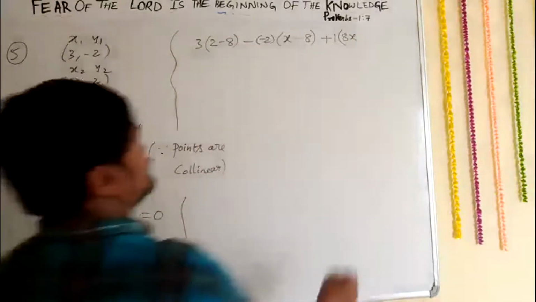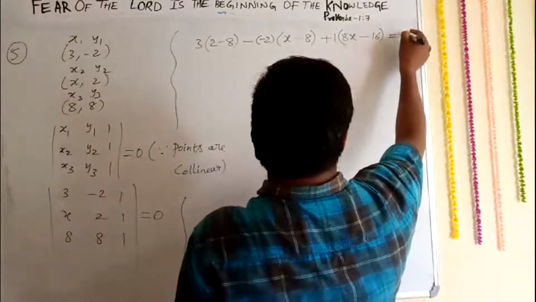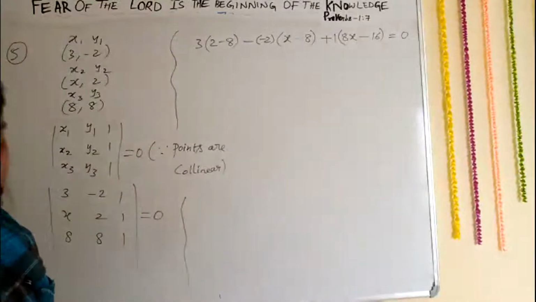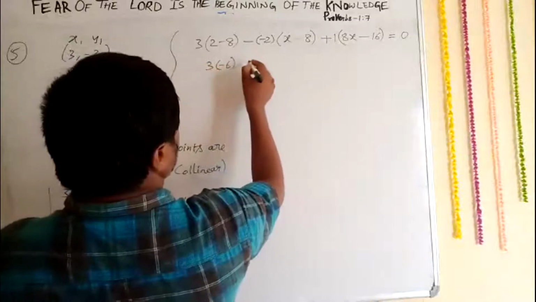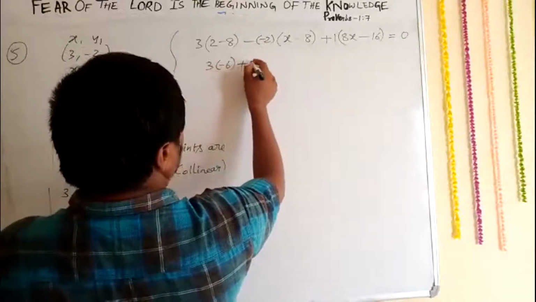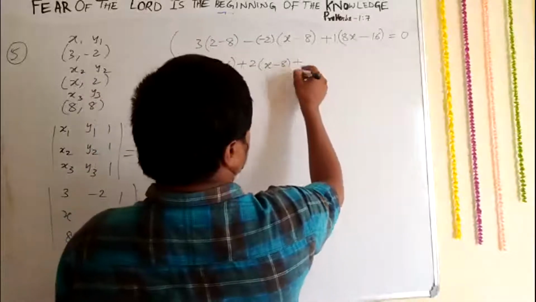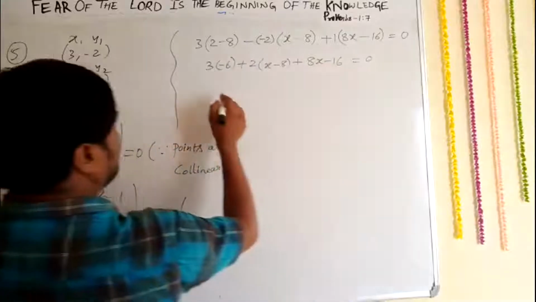minus 8 2s are 16. So that is equal to 0. So now just simplify it, find your x value. Okay. So now 3 into minus 6, then minus into minus plus 2, x minus 8 plus 8x minus 16 is equal to 0. Simplify again.